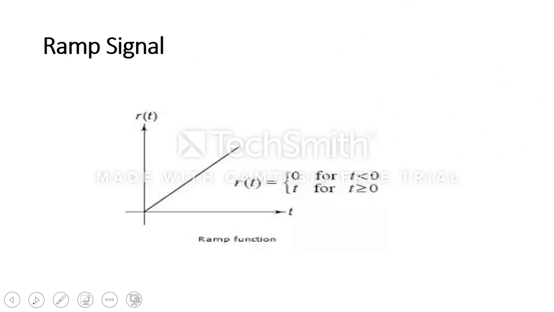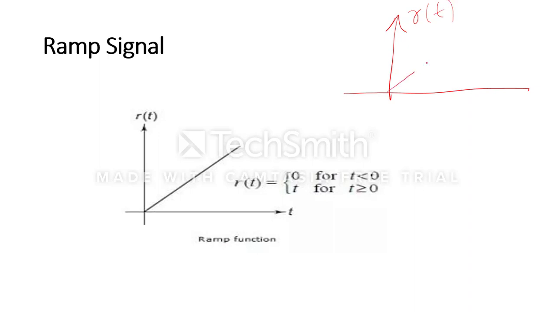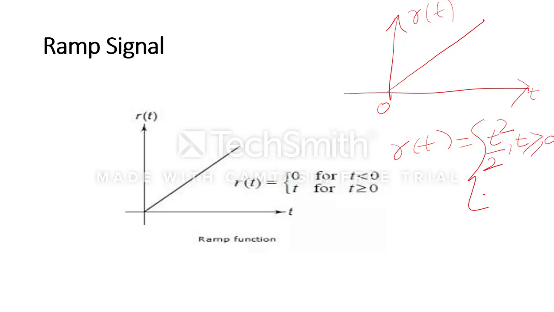Now next comes ramp signal. Ramp signal is r(t). It is represented in this way. This is your time axis, this is your 0. So ramp signal, you can see r(t) is equal to, we represent it using t square by 2. This value will be when t is greater or equal to 0, and otherwise it will be 0 when t is less than 0.